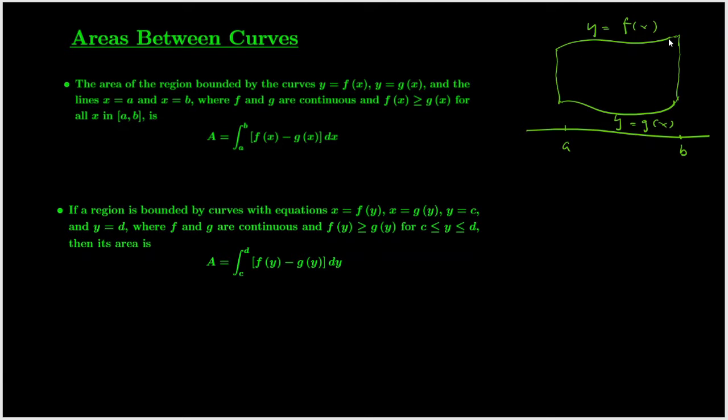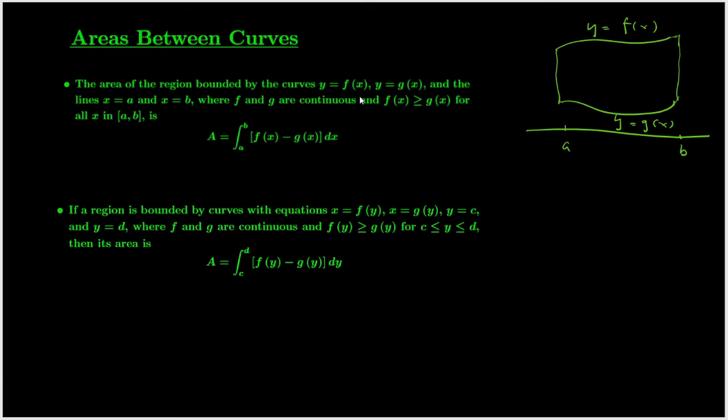The top curve, we call it the top boundary. The top boundary is the graph of the function f of x. The bottom boundary is the graph of the function g of x. Both functions are defined on the interval from a to b. We are going to call a region like this the region with a top boundary and a bottom boundary over the interval from a to b.